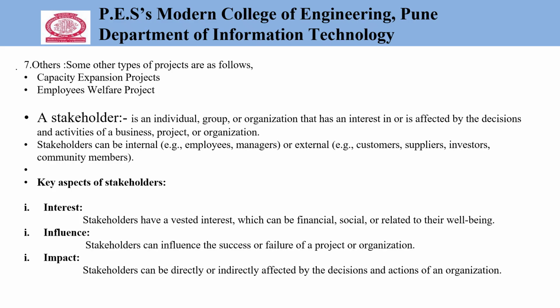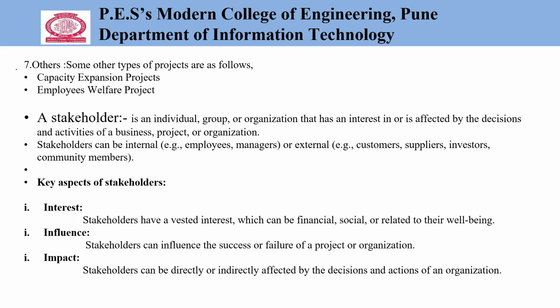So internal stakeholders are the employees and the managers, and external are companies, customers, suppliers, investors, or the community members. So these are some stakeholders. Key aspects of a stakeholder are interest, influence, and impact. Now we'll see one by one.